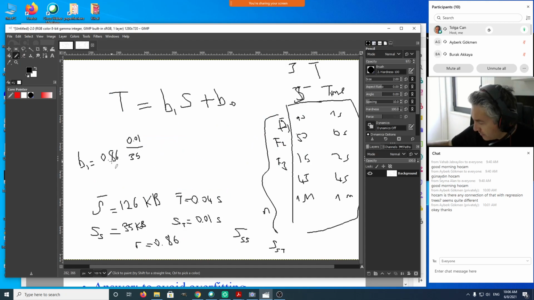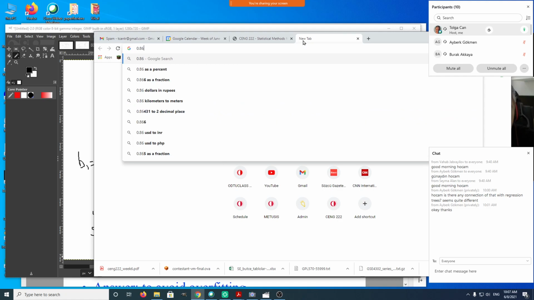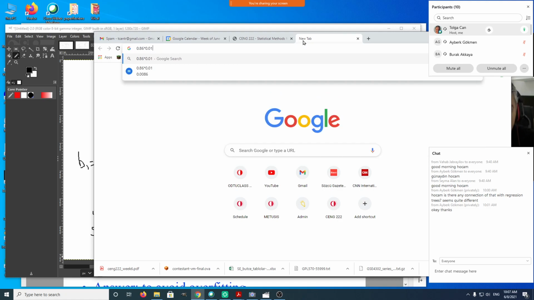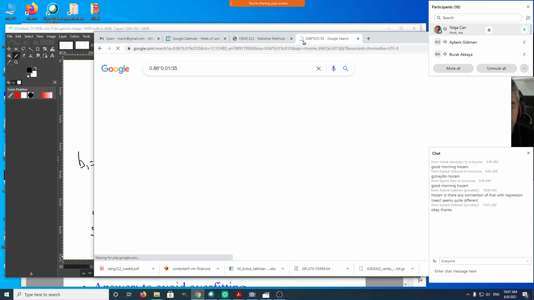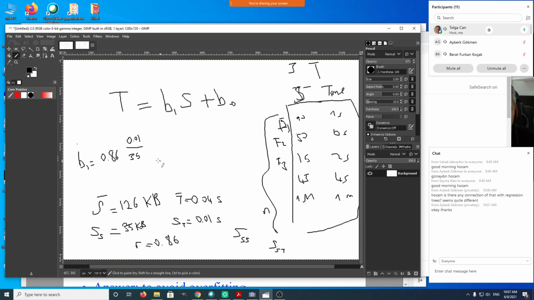Let's quickly go ahead and calculate this. It's going to be a probably small number. Let me write directly. Why am I using my phone? I can write it here. 0.86 times 0.01 divided by 35, which is this number. So it's a small number. So let's copy this somewhere. Or let's leave it right here. That's my B1.